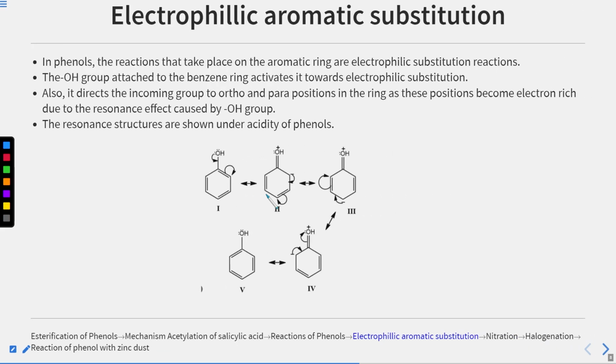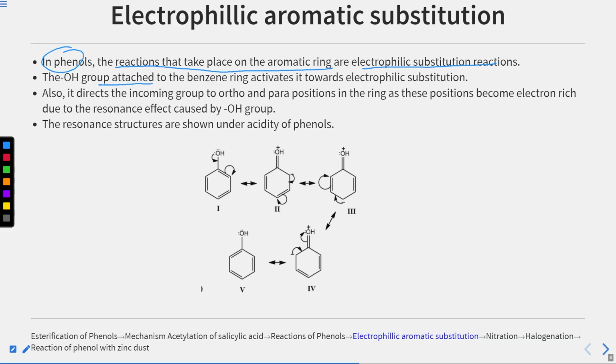First of all, what is electrophilic aromatic substitution? If you break down this terminology, it is the attack of an electrophile on an aromatic system to substitute one part of that given substrate. So if we consider phenol, the reactions that take place on the aromatic ring are electrophilic aromatic substitution. We know it.